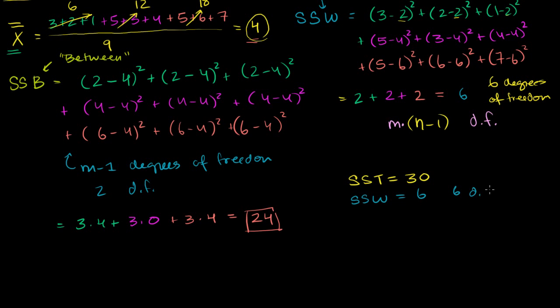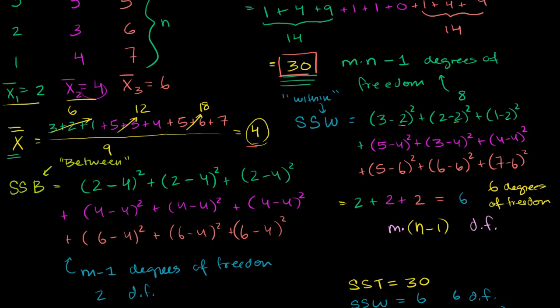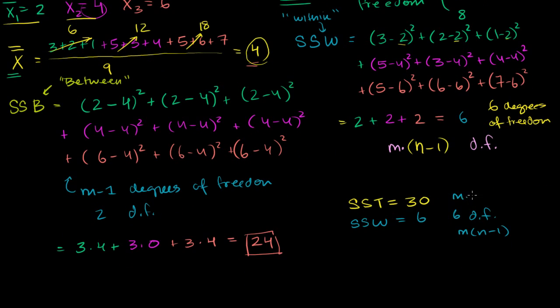Or if we wanted to write it generally, there were m times n minus 1 degrees of freedom. And actually, for the total, we figured out we had m times n minus 1 degrees of freedom. Let me just write degrees of freedom in this column right over here. In this case, the number turned out to be 8. And then just now, we calculated the sum of squares between the samples. The sum of squares between the samples is equal to 24. And we figured out that it had m minus 1 degrees of freedom, which ended up being 2.